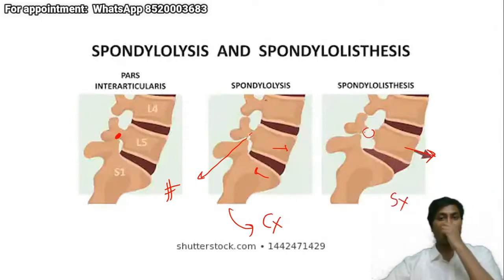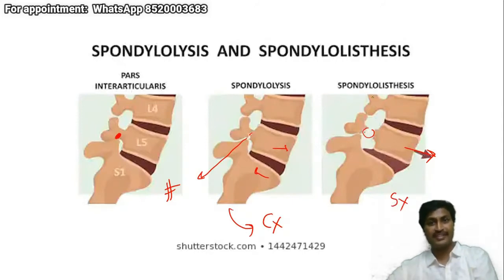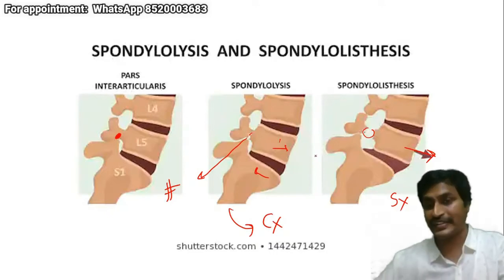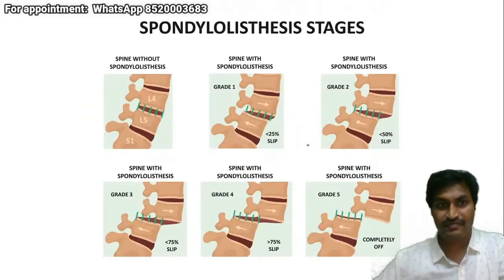So can you identify spondylosis and spondylolisthesis? Spondylosis is a fracture of the pars interarticularis, but there is no movement of one vertebra over the other. Spondylolisthesis is a fracture of the pars interarticularis, and there is movement of one vertebra over the other. So same.